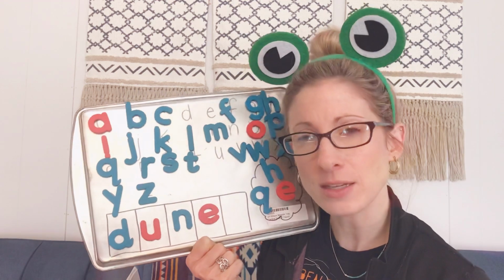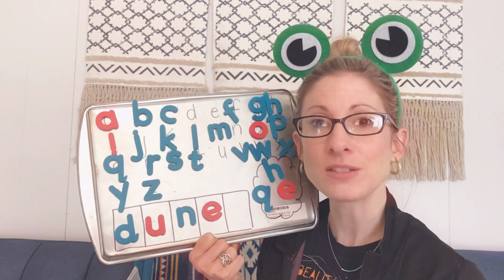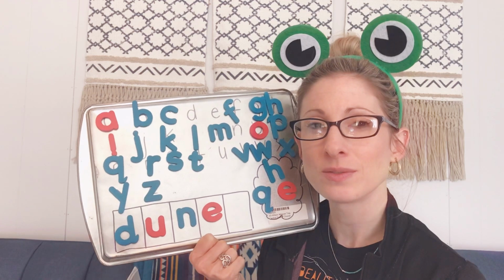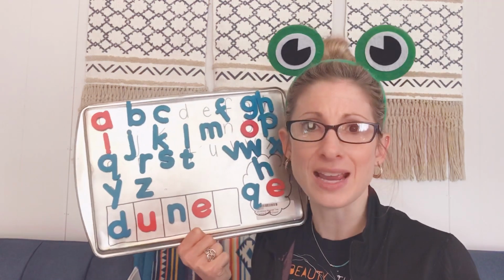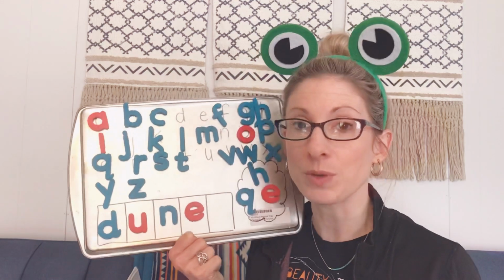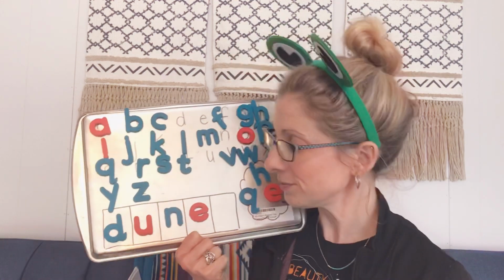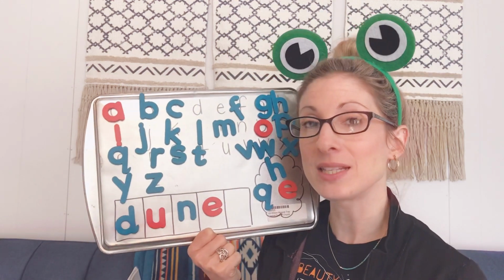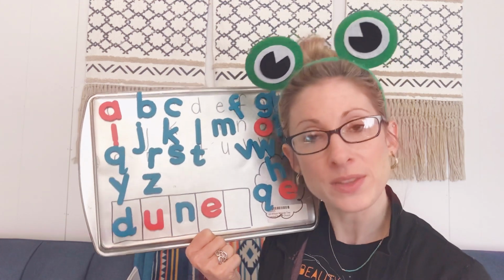Have you ever heard of a sand dune? Make a sentence using the word sand dune. Ask your parent, what is a sand dune? I've never seen one before, or maybe you have. Your next word is June. That's one of the months of the year.